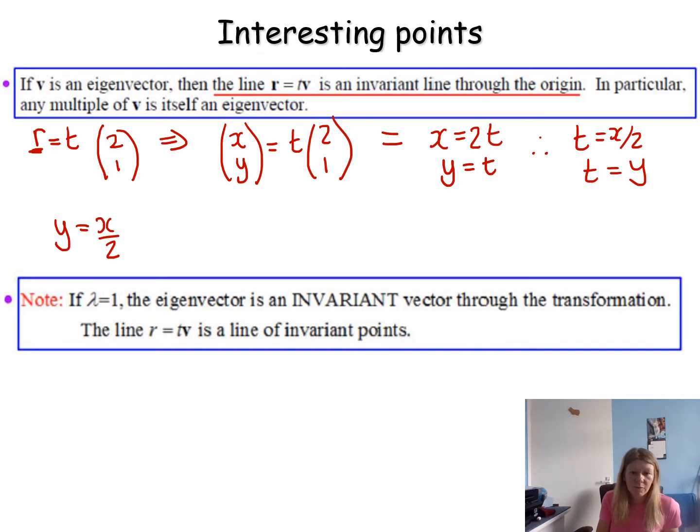And that, interesting enough, is the line of invariance. That might be the line of invariant points. Note, and that's what I said before in that last thing we were looking at, if lambda actually is 1, and the eigenvector is mapping to itself, then it will be a line of invariant points.